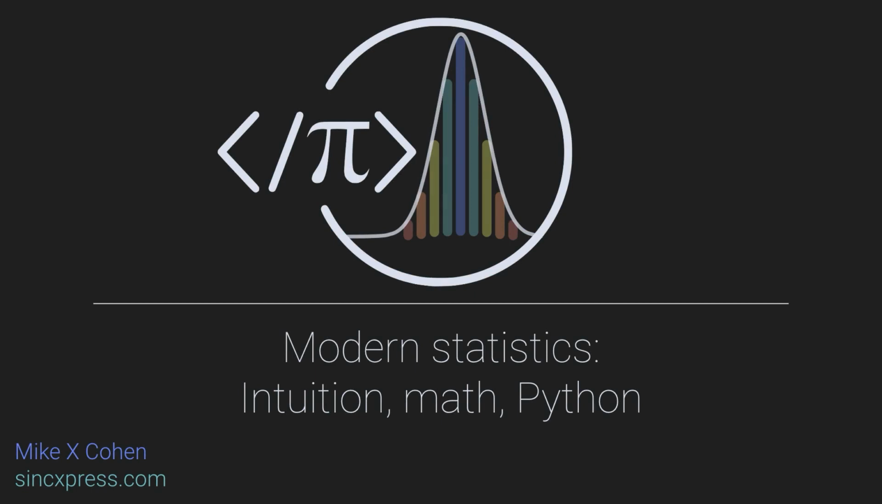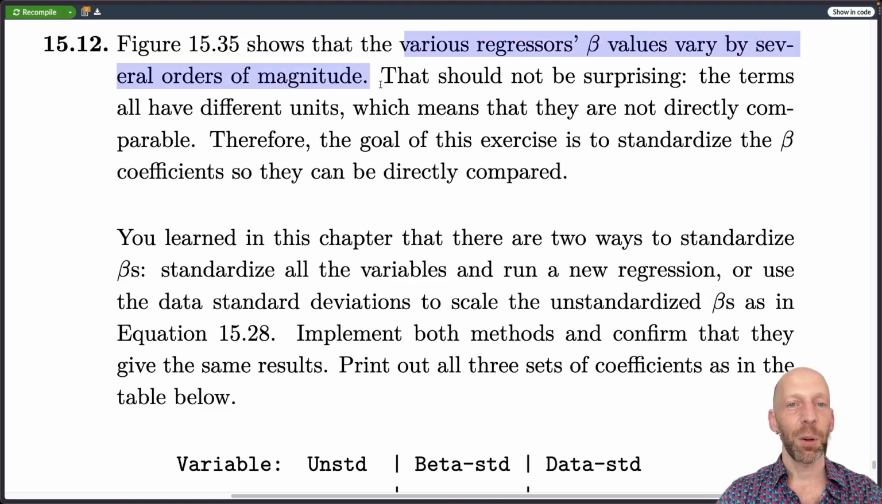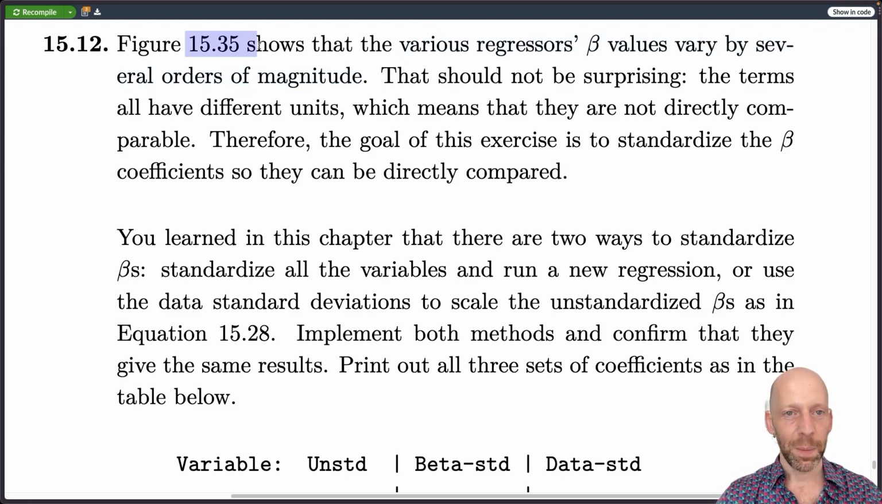Welcome to exercise 12 of chapter 15. Here is the final follow-up, the third of 3 exercises using the same data set. Obviously, you need to have conducted the previous 2 exercises in order to do this one. Okay, so we see that the regressors' beta values vary by several orders of magnitude, and that's because the predictor variables have very different numerical scales. I'll show you that in a moment.